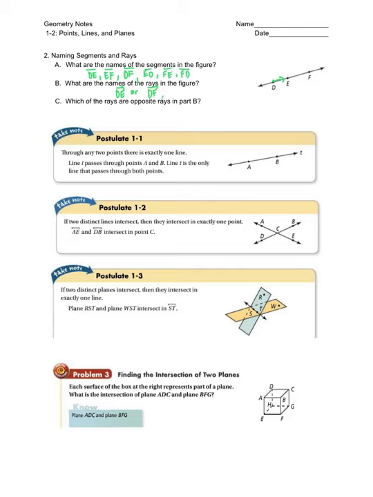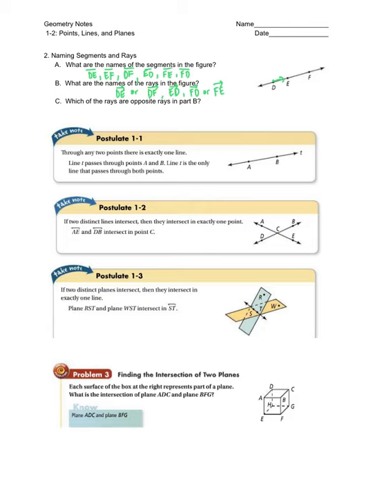The next one that we have is we can use ED because that's going in an opposite direction. So that's a different ray than DE. And another one we can use is FD. And then again, that's the same thing as FE because it's starting at that one point and going on forever in the opposite direction. Okay.